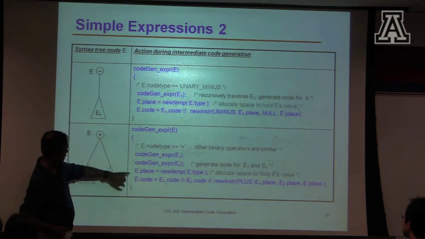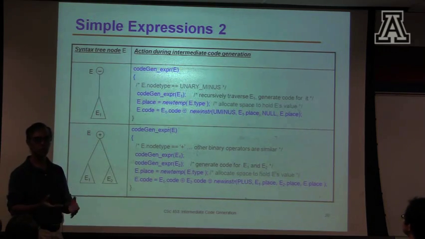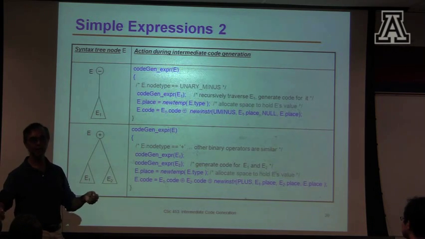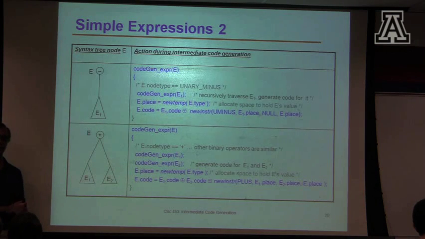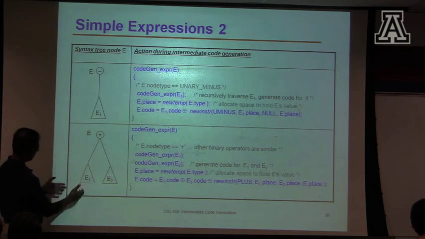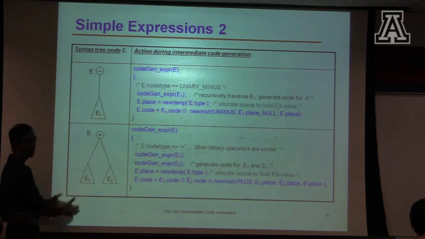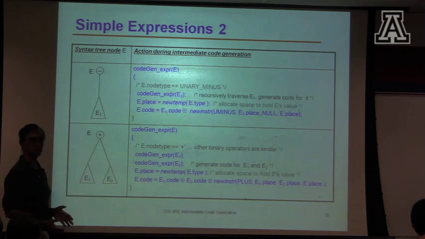Okay? So now, what is the code? What is the instruction sequence that will cause this whole thing to be evaluated? That instruction sequence is going to consist of the following. It'll be some instruction sequence to evaluate E1, some instruction sequence to evaluate E2, and then an add instruction.